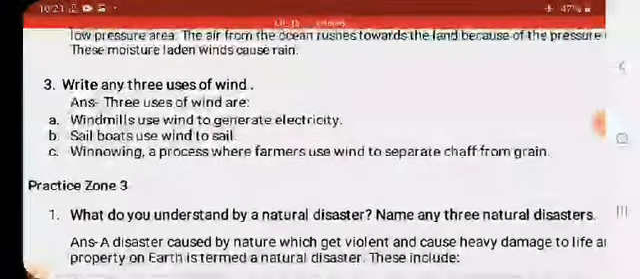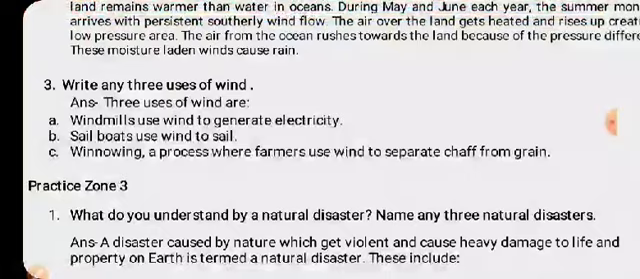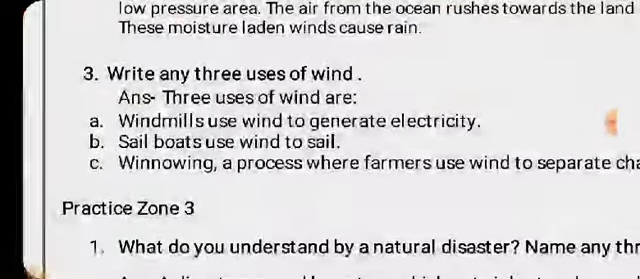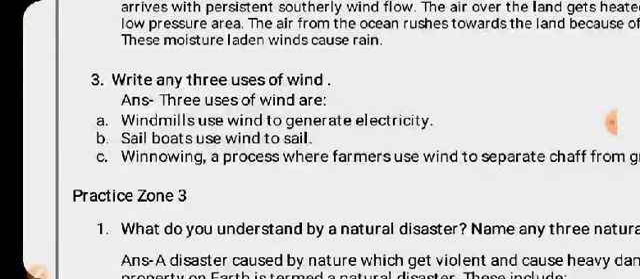Next is, write any 3 uses of the wind. The wind के कोई भी 3 uses we can write out anything, like when the windmills are used to use the wind energy and convert it into electrical, and also sailboats use wind to sail, to change the direction के लिए भी we need wind.